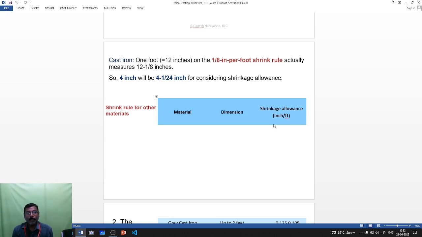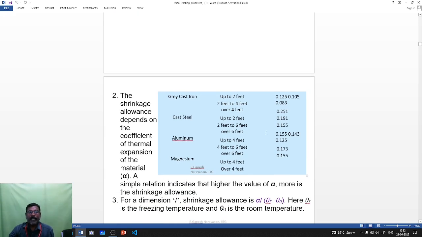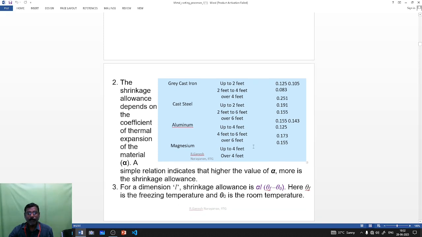So the shrinkage rule for other materials: gray cast iron up to 2 feet, then 2 feet to 4 feet, over 4 feet. Then cast iron up to 2 feet. Then aluminium up to 4 feet. Then magnesium up to 4 feet is also there.